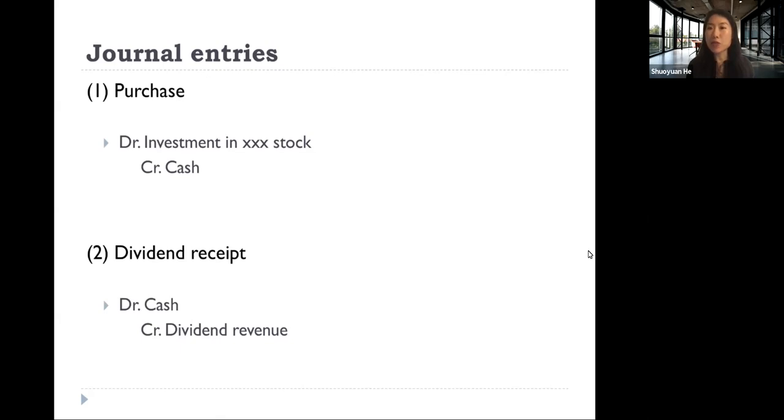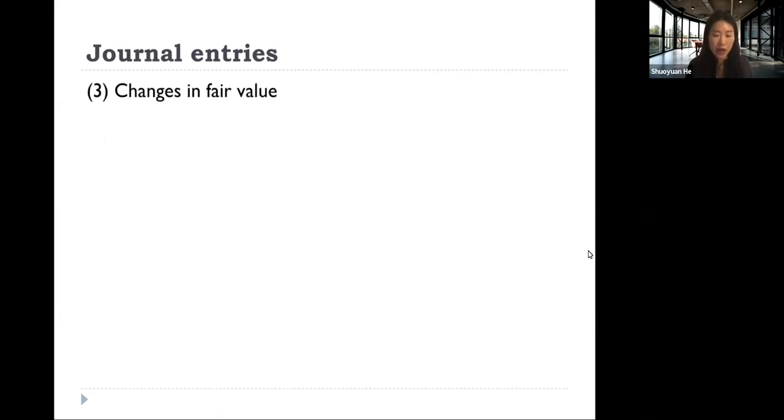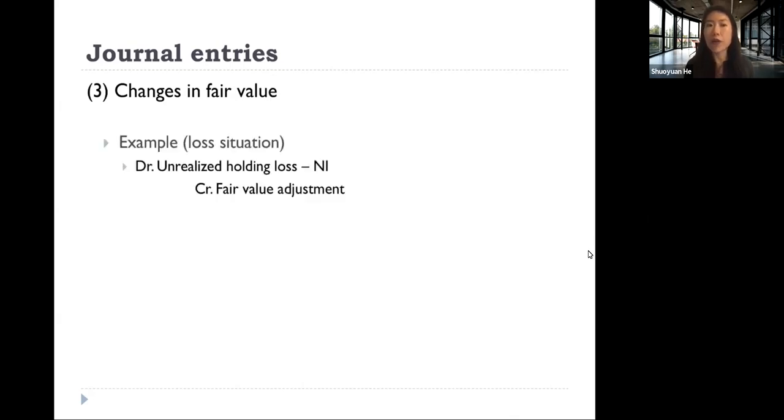we credit dividend revenue. And at the end of the financial reporting period, the change in fair value needs to be accounted for. So the journal entry here is, if it is a loss, we debit unrealized holding loss, which is an income statement account, so it goes into net income, and we credit fair value adjustment. And if it is a gain, we credit unrealized holding gain for net income.